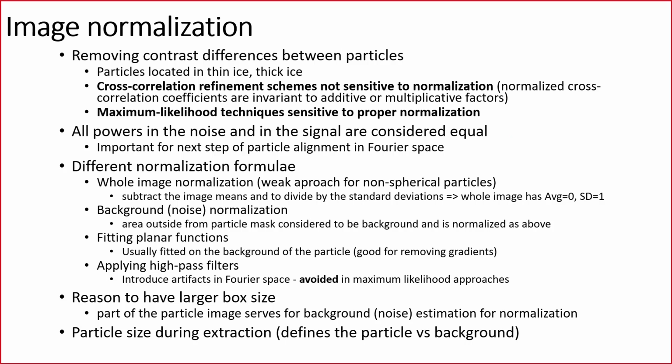For normalization, we have different approaches for how we can do it. We can normalize the whole image. The normalization of the whole image is essentially done by subtracting the image average from the image pixel values and dividing by the standard deviation of the image. This will give us an average value of 0 for the normalized image and a standard deviation of 1. We can also, which is done more frequently, normalize only the background, so the signal that is not affected. We choose the surrounding of the particle, that's why we need a larger box for the normalization, and we do the same as above.